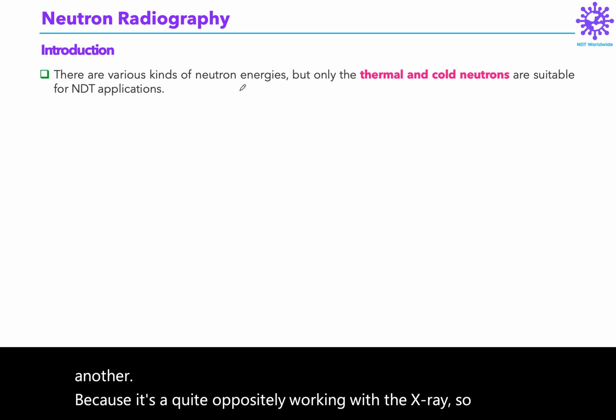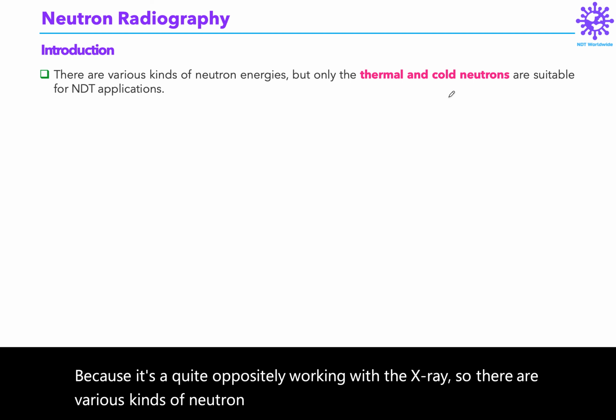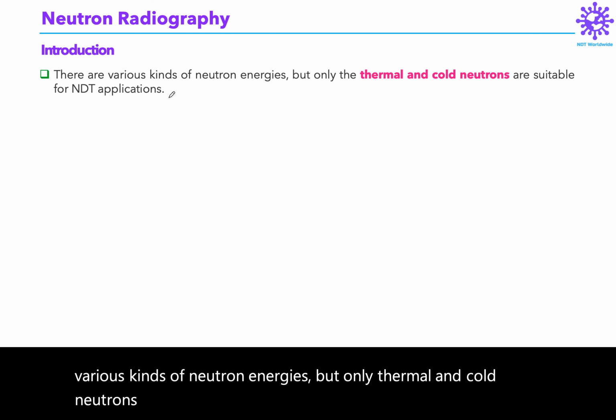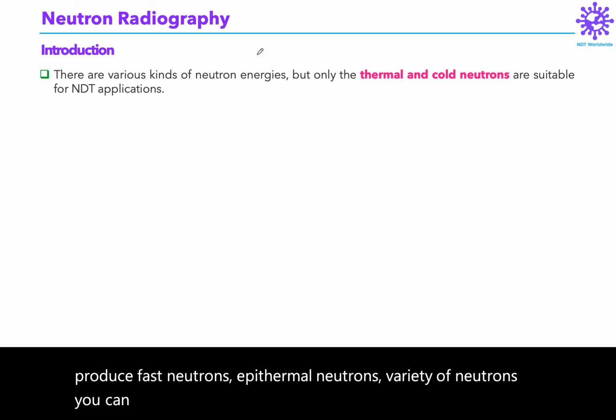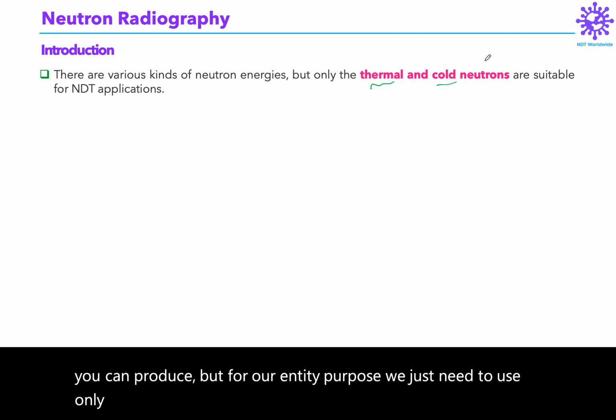There are various kinds of neutron energies, but only thermal and cold neutrons are very useful for NDT applications. You can produce fast neutrons, epithermal neutrons, a variety of neutrons, but for our NDT purpose we just need to use only thermal and cold neutrons.